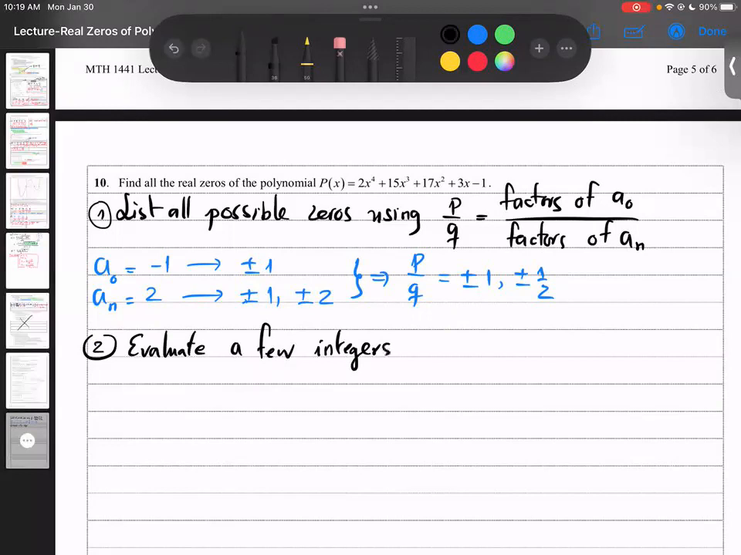Two integers. To see if P of R is equal to 0. If it's 0, then it is your solution, right? It's when it's 0. This implies then R is your 0.